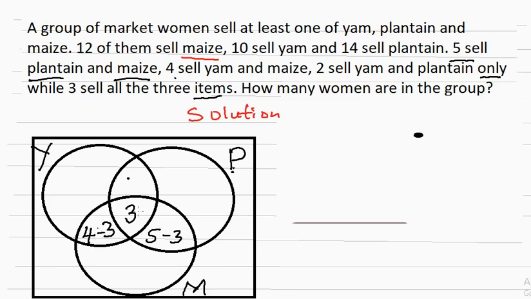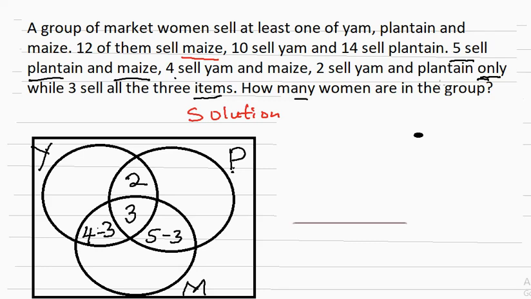All right. And we are told that 2 sell yam and plantain only. Okay. So only, I'm not subtracting. So yam and plantain at this point, I'll write that 2. So you've seen what I'm doing here right now. All right. So now the question is, how many women are in the group?